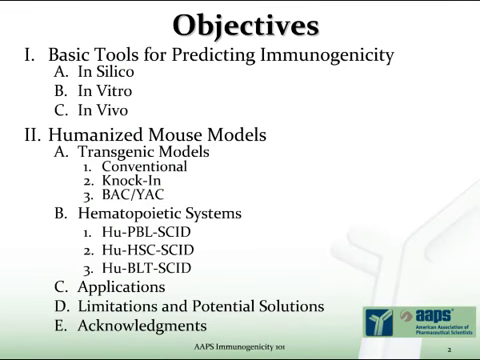The objectives of this course module are shown here. The speakers will cover basic tools for predicting immunogenicity. They'll give an overview of the various humanized mouse models, describe the applications of these models, as well as detail the current limitations and potential solutions.